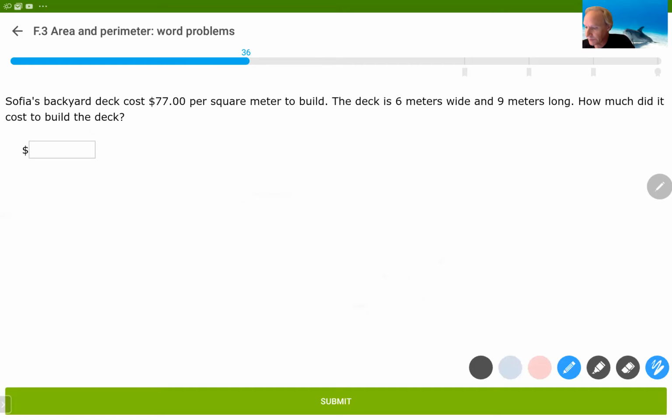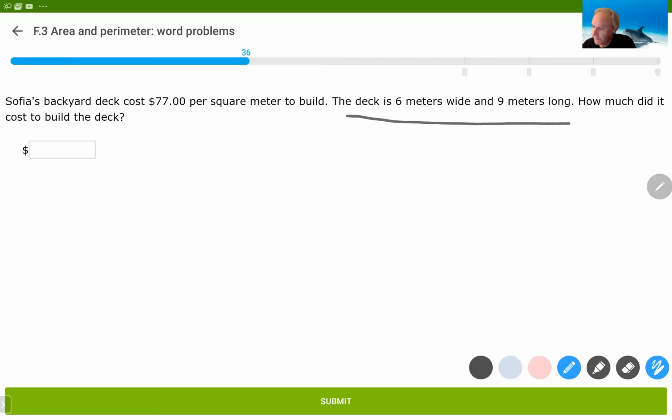My favorite kind of problems. We have a cost per square meter, so we have to find the square meters. And how much did it cost to build the deck? I'm not going to go through all the steps because it's pretty straightforward.